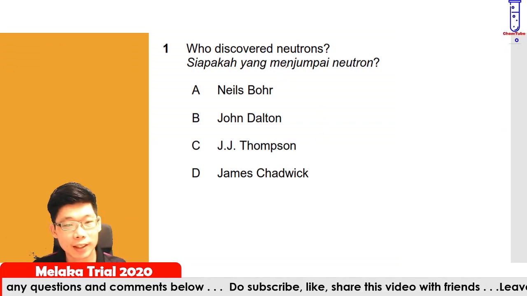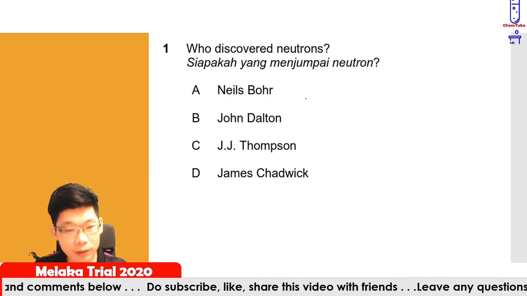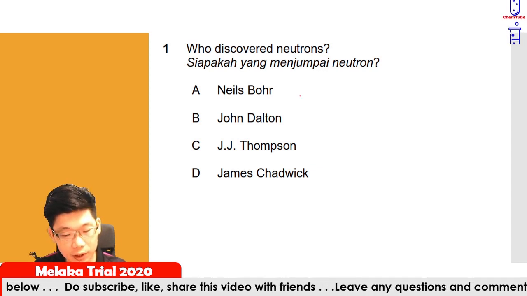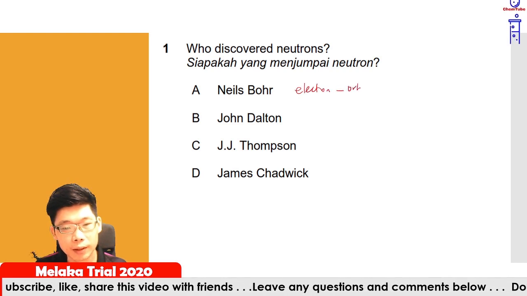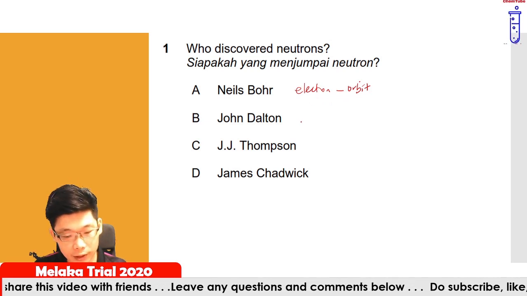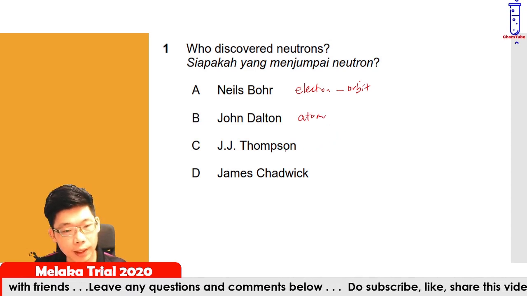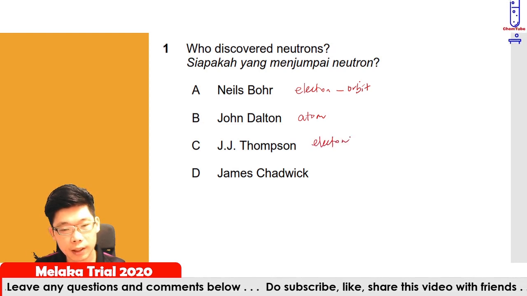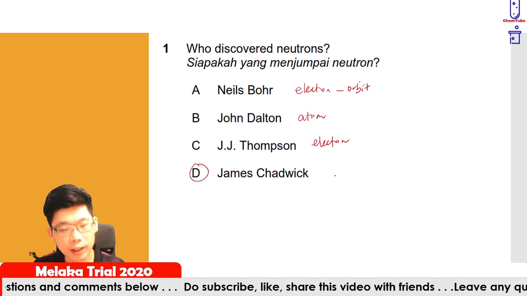Who discovered neutrons? If we look into the answer, Niels Bohr actually discovered that electrons move around the orbit. So it is not the one who discovered the neutron. Dalton actually discovered the atom. Then J.J. Thomson discovered electrons. So the answer should be James Chadwick. He discovered the neutrons.